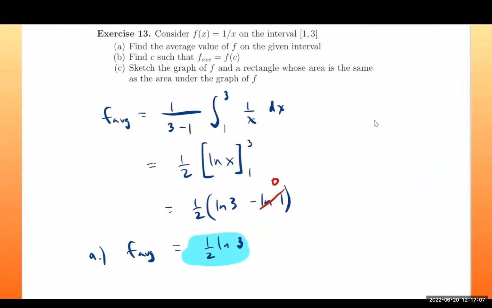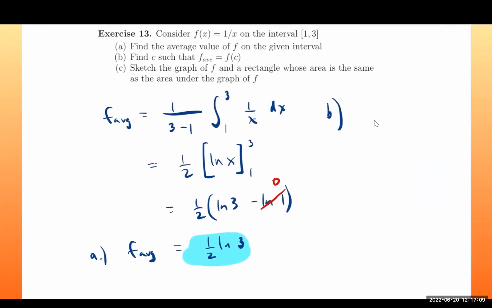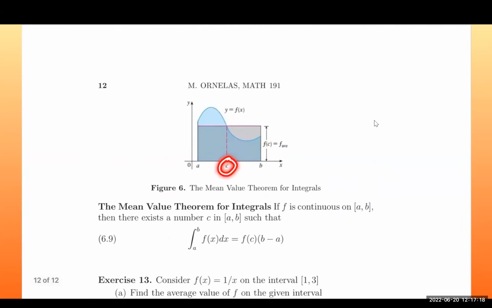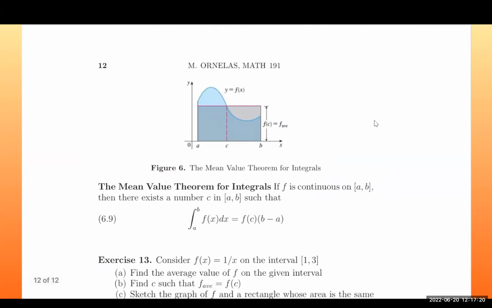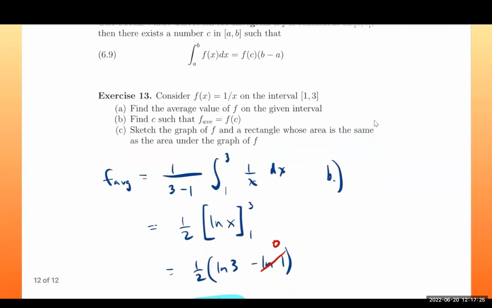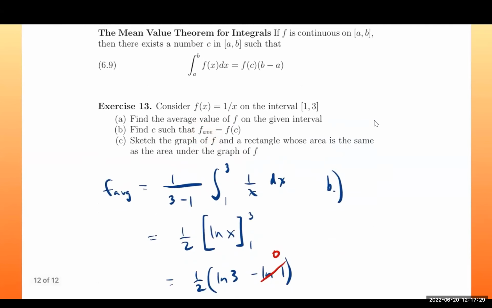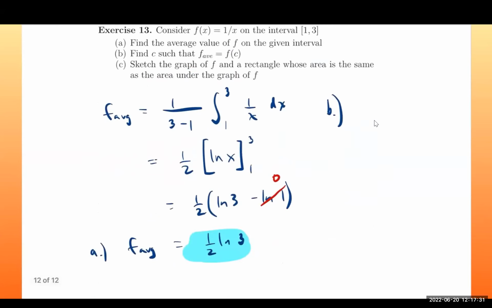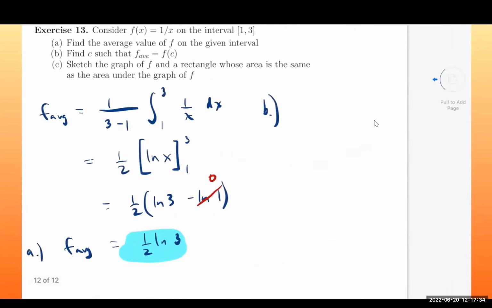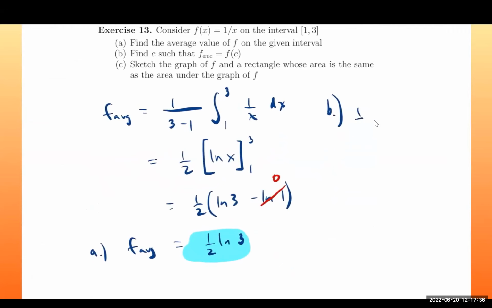All right, moving on to part B. So for part B, they're asking to find c such that the average value is equal to f of c. So we're looking for the value c, which would indicate that's where the average value takes place. Well, we've already done the left side. It's 1/2 ln of 3. So that's pretty straightforward there. We got the left side done.